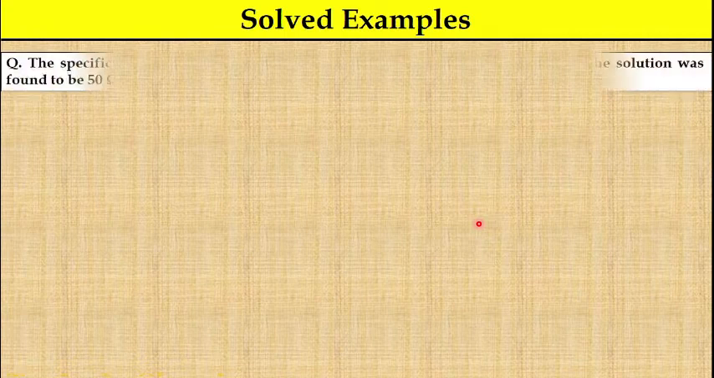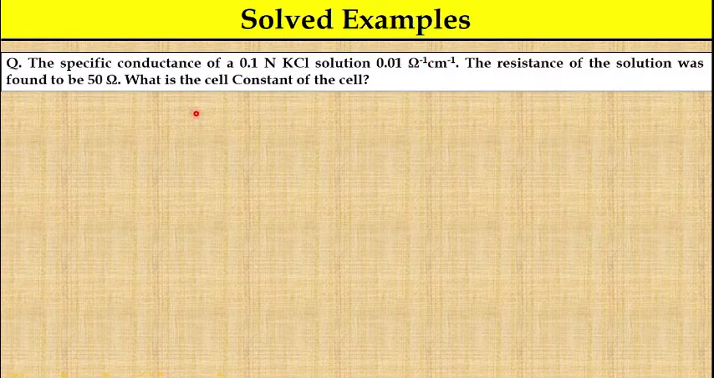So first see the question number 1. The specific conductance of a 0.1 normal KCl solution is 0.01 ohm inverse centimeter inverse. The resistance of the solution was found to be 50 ohm. What is the cell constant of this cell? So you have to find what is the value of cell constant. Cell constant means L by A value.